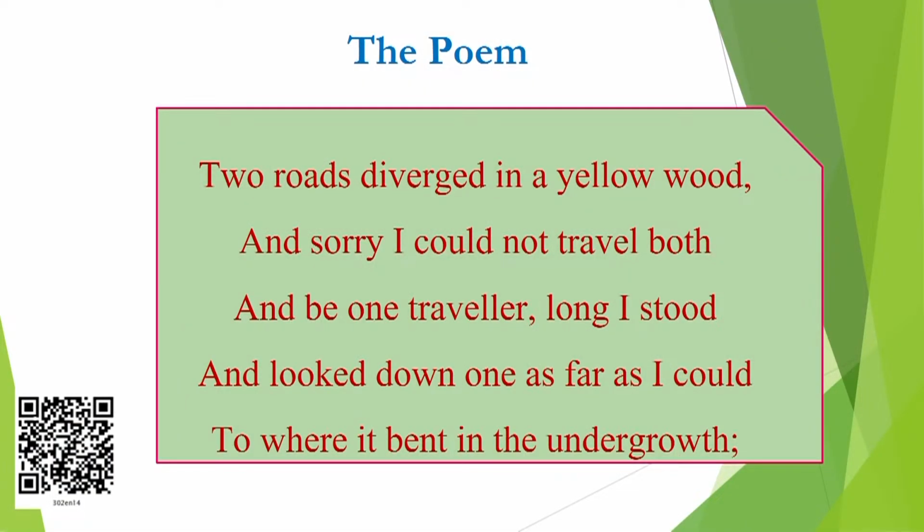So, the poem, we could quickly recall whatever we have read in this poem. The first stanza: Two roads diverged in a yellow wood, and sorry I could not travel both and be one traveller, long I stood and looked down one as far as I could to where it bent in the undergrowth. So, in the first stanza, we have seen that the two roads diverge in a yellow wood.